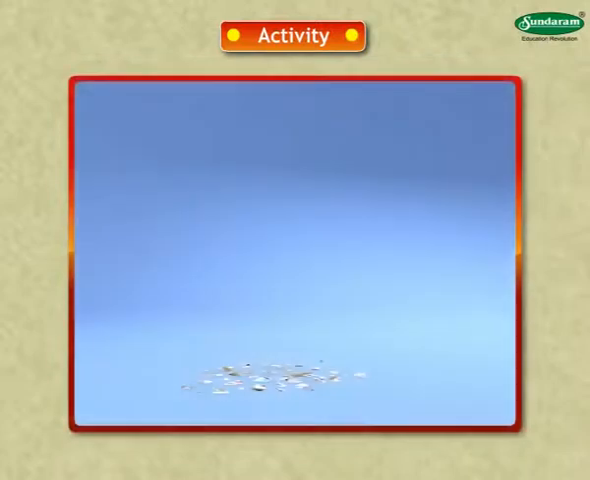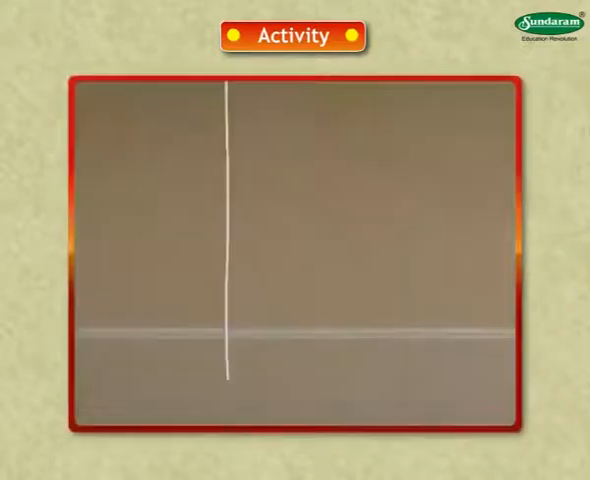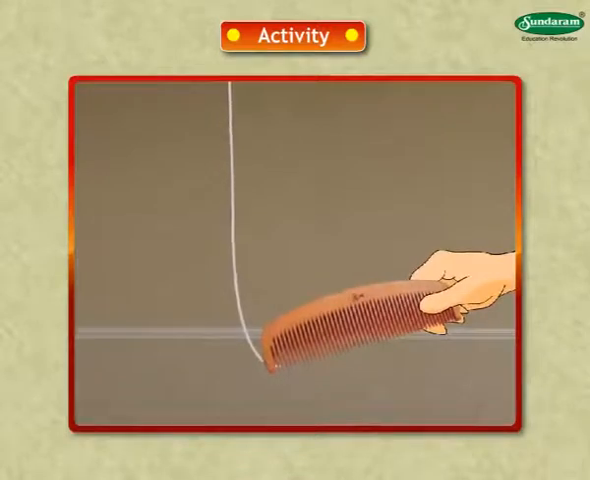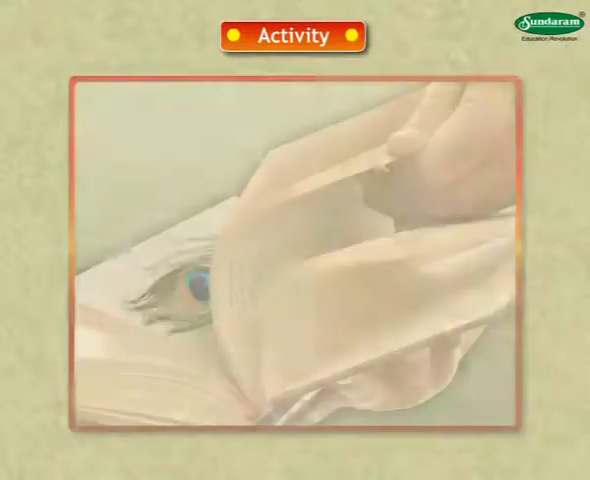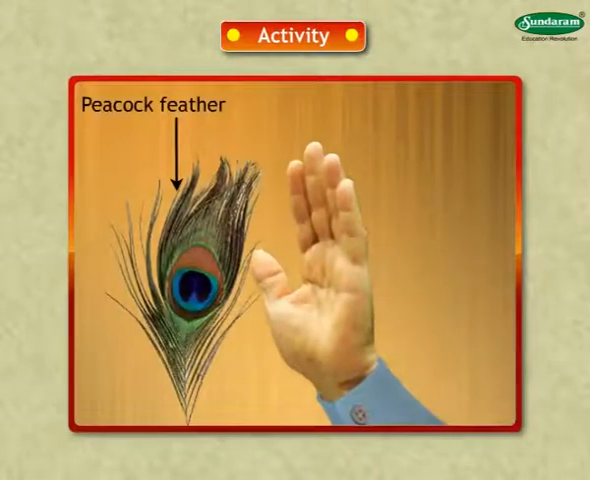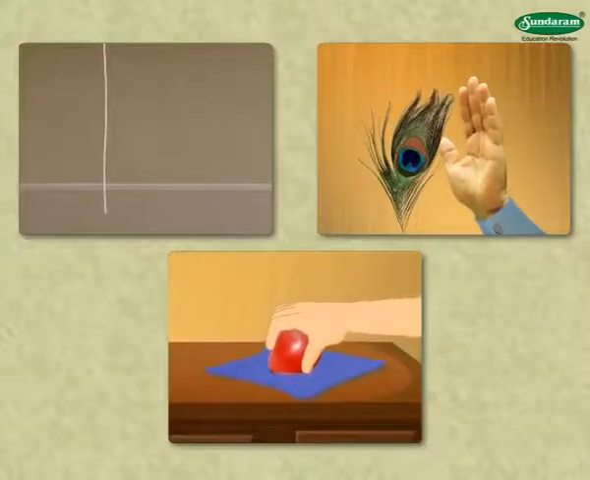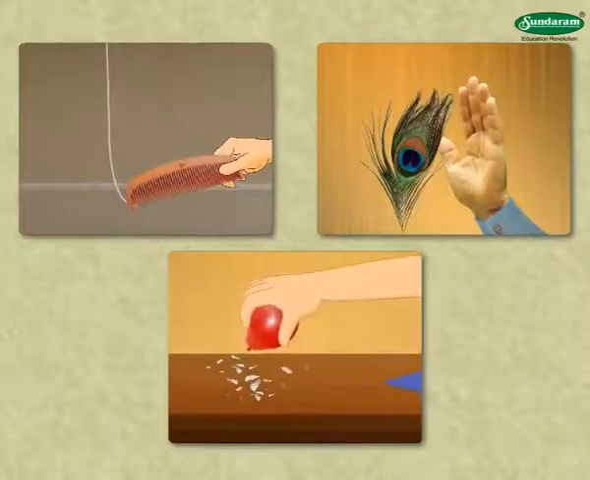Do the same by rubbing a plastic comb or pen on dry hair. Can you pull one end of a hanging thread using the pen or comb? Yes, we can pull one end of a hanging thread using the pen or comb. Rub a peacock feather between 2 pages of a book and see what happens when you bring it near your finger. In these experiments, we see that the thread, the peacock feather, and the scraps of paper move.